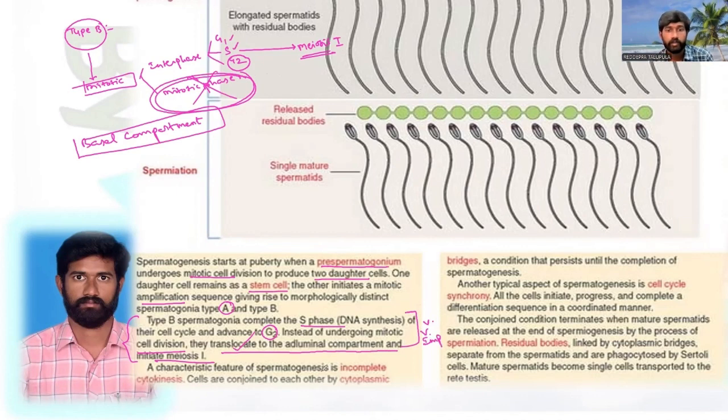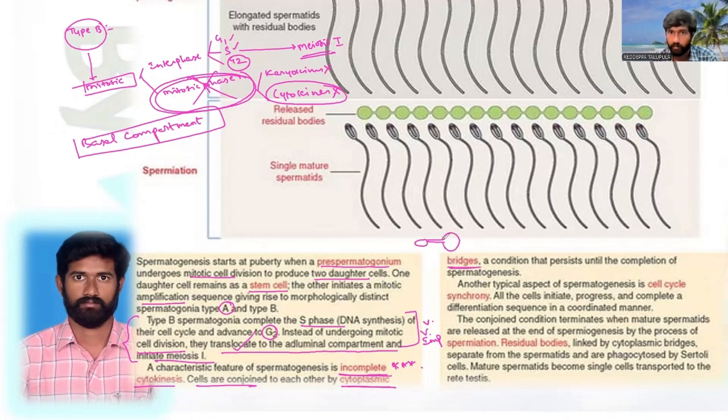Okay. Next, a characteristic feature of spermatogenesis is incomplete cytokinesis. Because of this incompleteness, the cells are conjoined. See, the mitotic phase has karyokinesis and cytokinesis. Here cytokinesis does not happen. Incomplete cytokinesis. Okay, because of this, there will be development of cytoplasmic bridges between these cells. That means like this, these cells will be connected. Until the completion of spermatogenesis, these cytoplasmic bridges will be present.